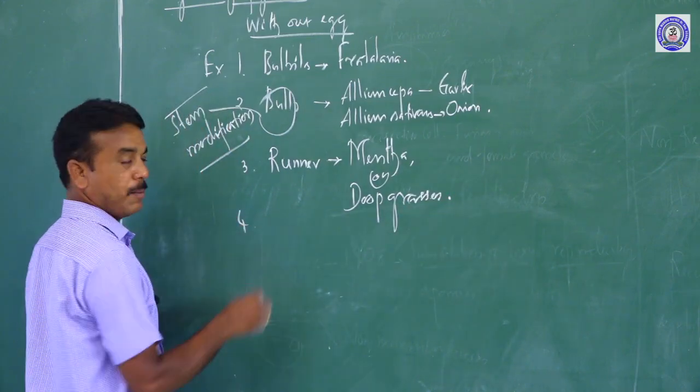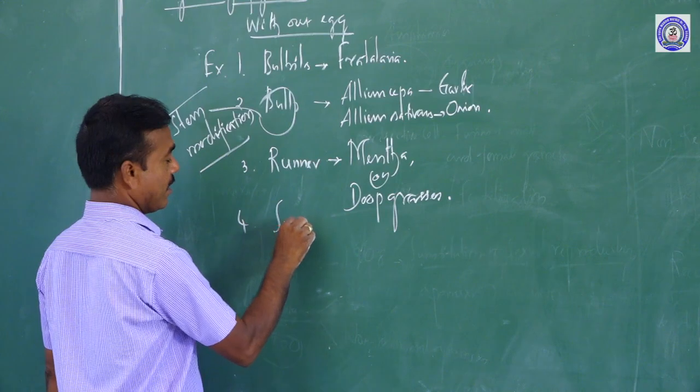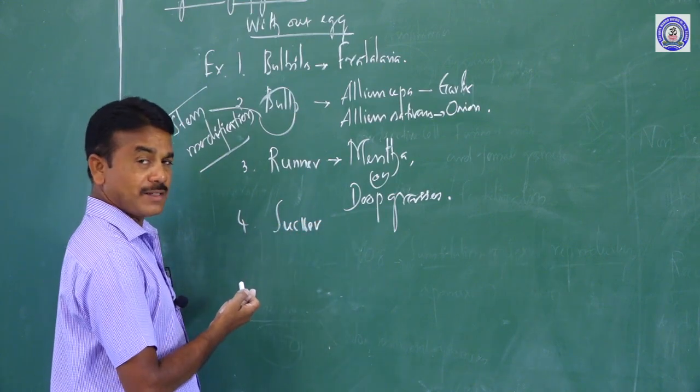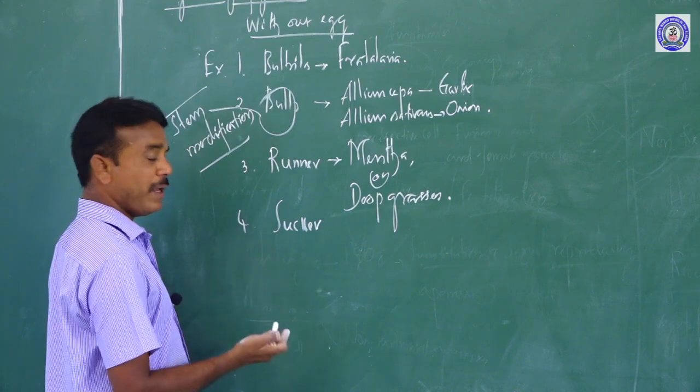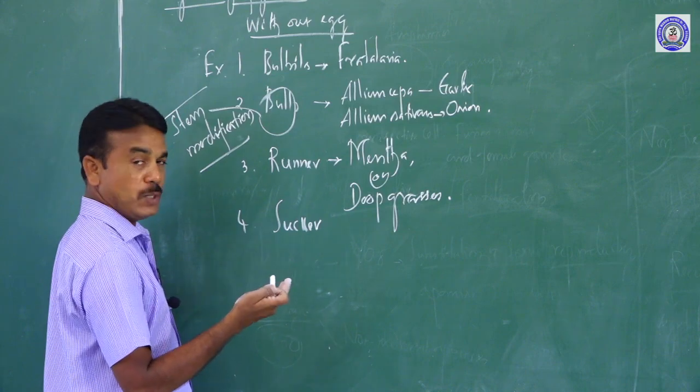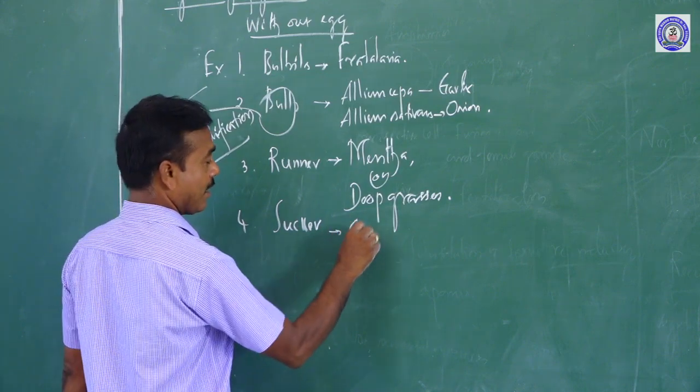The fourth example is sucker. These are also a kind of stem modification. Which plant develops by vegetative propagation through suckers? Chrysanthemum.